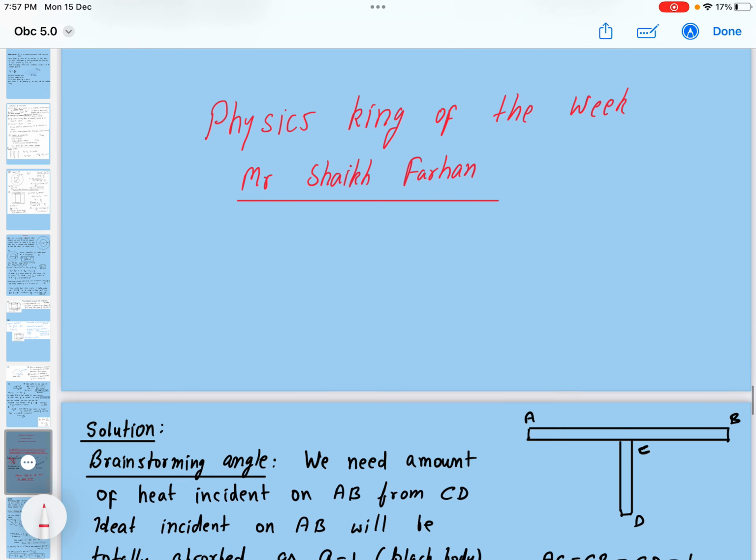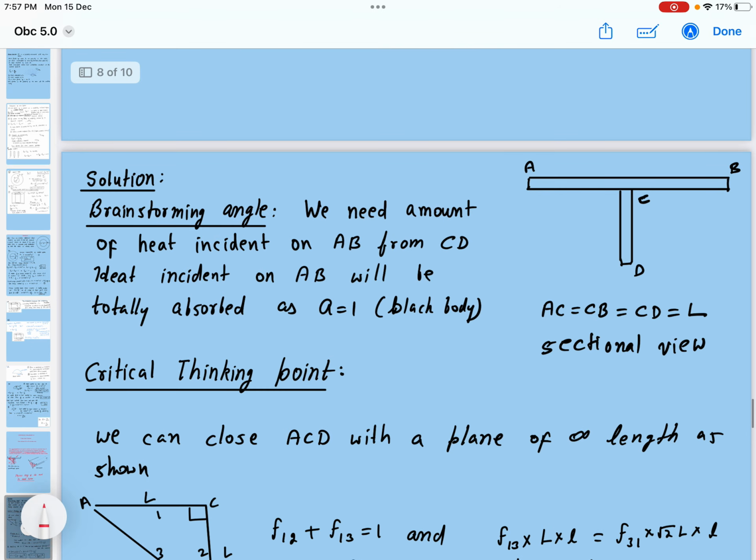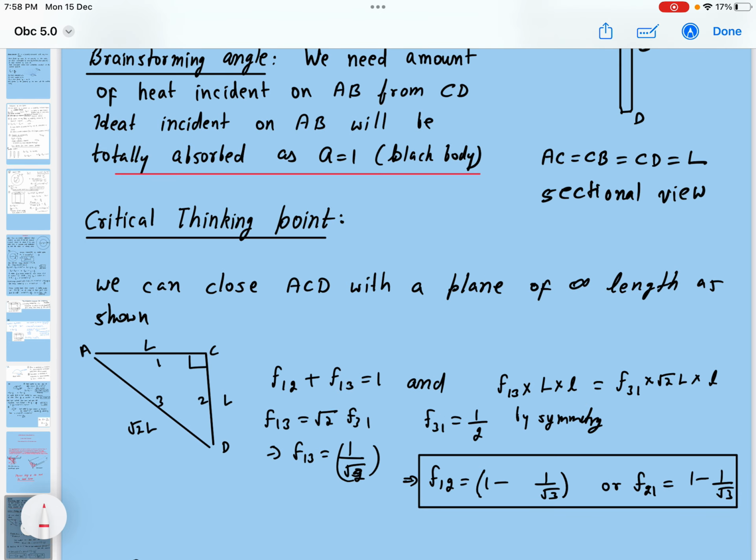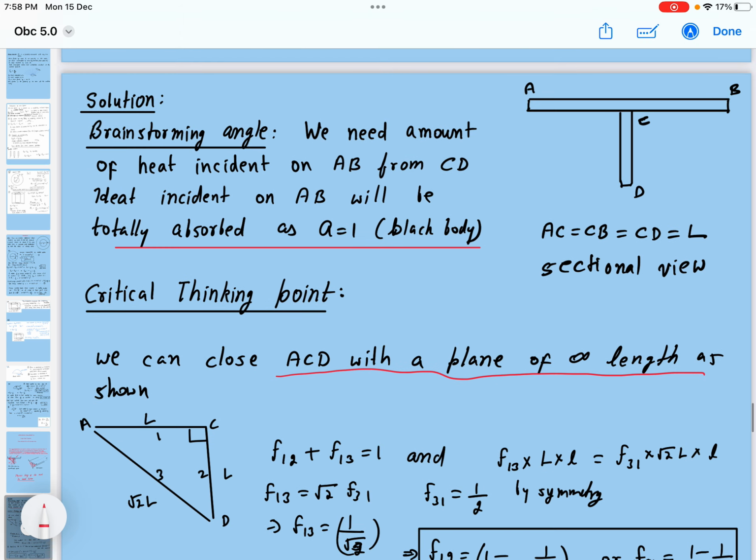Now we need the amount of heat radiation on AB from CD. Heat incident on AB will be totally absorbed as A is equal to 1, black body, as I said. Now what is the critical thinking point here? We can close ACD with a plane of length as shown. I am considering just the left section, this ACD, and asking how much radiation from surface CD is striking AC. The same story will be on the right side. Once I find the amount of heat radiation, I will just make it double.